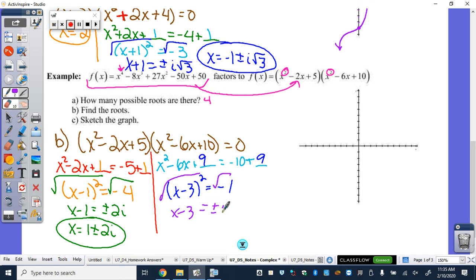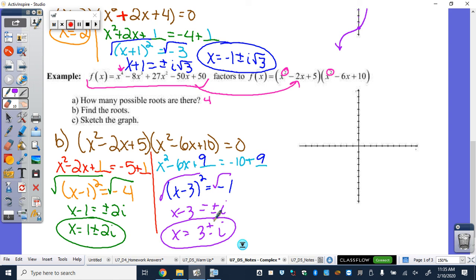So I square root both sides, add my 3. So we get x equals 3 plus or minus i. So all of our roots for this one are imaginary. We don't have any real roots. We don't have anything we're going to be drawing on our x-axis here.